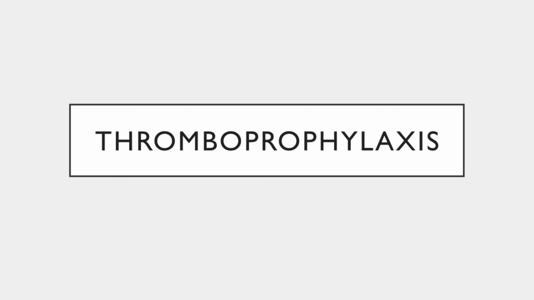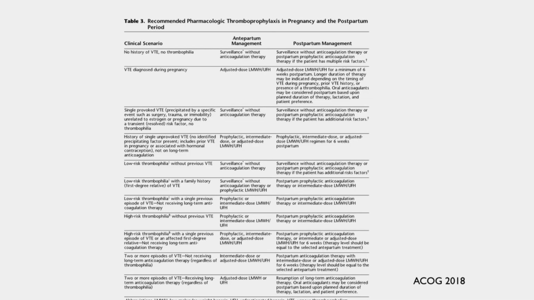Now, let's talk about thromboprophylaxis. As you can see here, these are the recommended pharmacologic thromboprophylaxis in pregnant women and in the postpartum period. This table was lifted from the ACOG Practice Bulletin of 2018. So, for example, in a clinical scenario of no history of VTE and no thrombophilia, the antepartum management would be surveillance without anticoagulation therapy, and the postpartum management would be surveillance without anticoagulation therapy or postpartum prophylactic anticoagulation therapy if the patient has multiple risk factors. For those of you who are interested to know this recommended pharmacologic thromboprophylaxis, then read on the whole table.